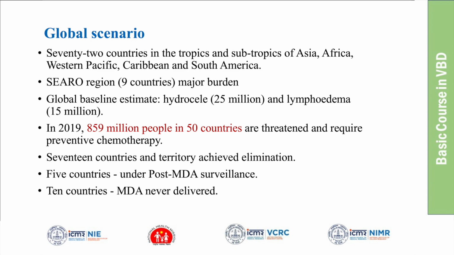India contributes more than 40% of the global burden of lymphatic filariasis. The global baseline estimate for hydrocele is around 25 million cases, and lymphedema is around 15 million cases. As of 2019, WHO reports that nearly 859 million people in 50 countries are threatened and require preventive chemotherapy. Of these 50 countries, in 10 countries mass drug administration has never been delivered. And 17 countries and territories have already achieved elimination, and MDA has been stopped in these countries. And 5 countries are under post-MDA surveillance.